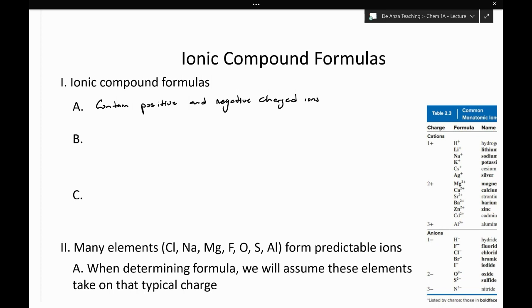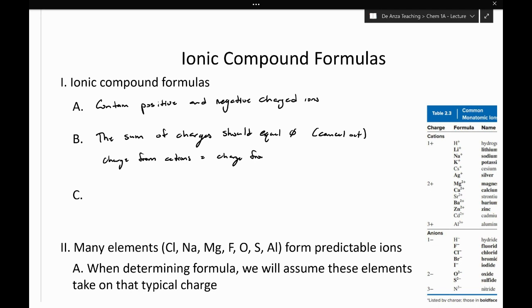The second thing we want to make sure when we have these ionic formulas and the formula units is the sum of charges should equal 0. Or another way to say that is that they should cancel out. And what that means is that your charge from cations must equal your charge from anions. And I'm putting cations and anions to say if you have multiple of the cation or multiple of your anion.